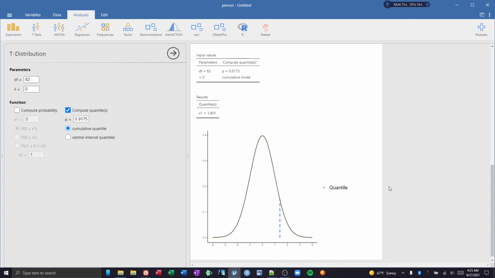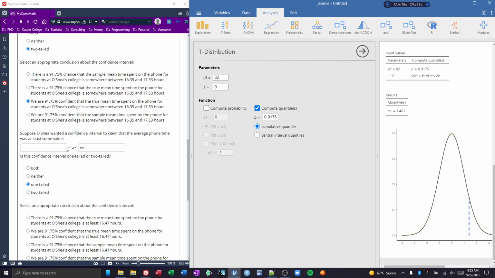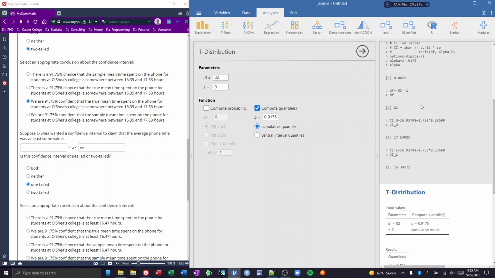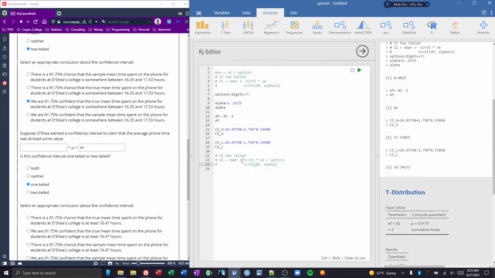Okay, so let's take a look again at exactly what we're looking for. We're looking for an at least some value. So we actually need to find a lower bound for right now. For finding this lower bound, we need to get this a minus sign. And now we need this new t critical. Let's go back and look at what we were working with before.